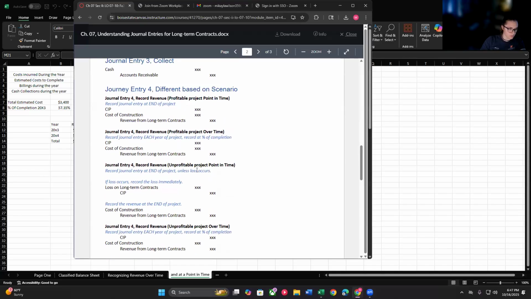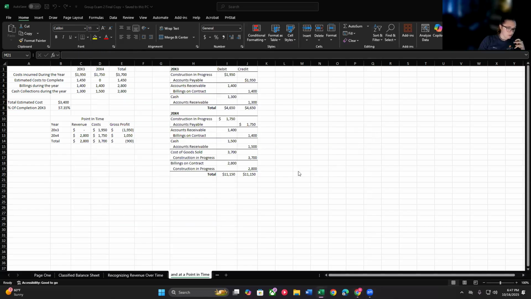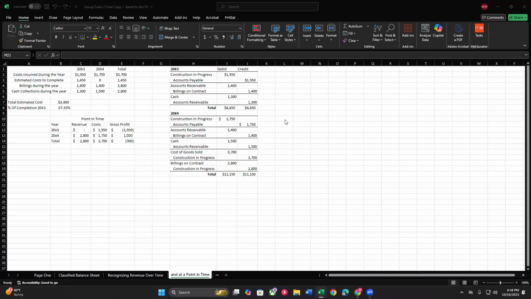The unprofitable project point in time was talking about if the loss occurs, record the loss immediately. Okay, that's where I confused myself with it. So it could be that we need to recognize the loss. It's a different number than what you were saying. Yeah, we could probably just copy and paste the 2024 down and then add in the loss to 2023.